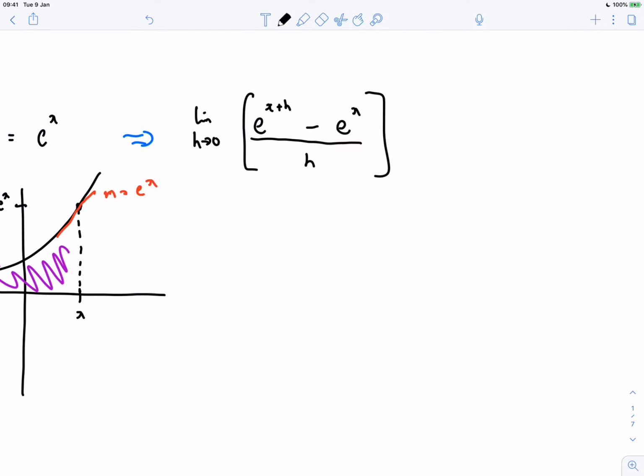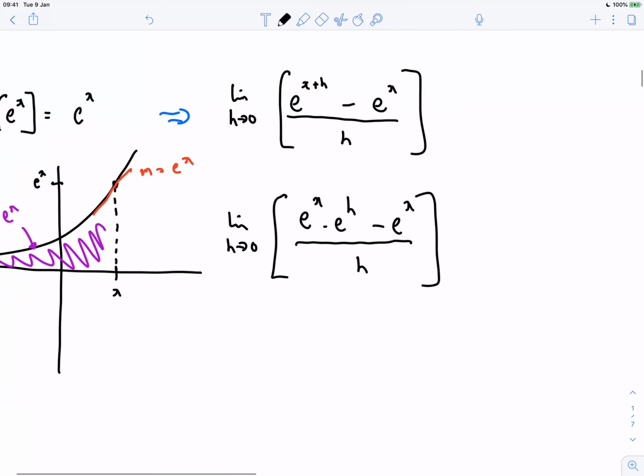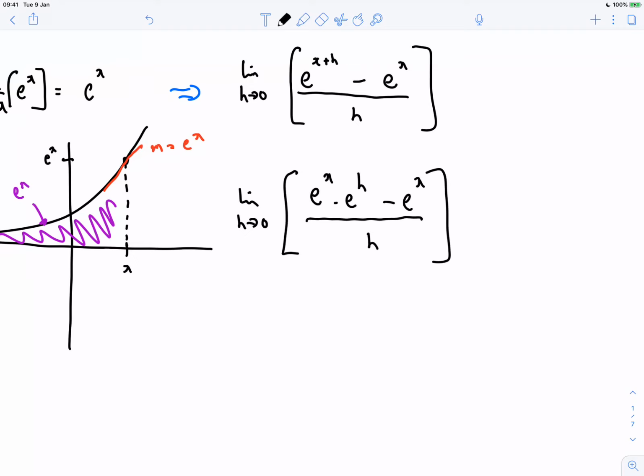Okay, same deal. e to the x plus h is the same as e to the x times e to the h, because that's how indices work. And this is minus e to the x, all over h, and this is the limit as h tends to 0. The numerator has a common factor of e to the x. If we take that out, this is e to the x lots of e to the h minus 1 over h, and this is the limit as h tends to 0.